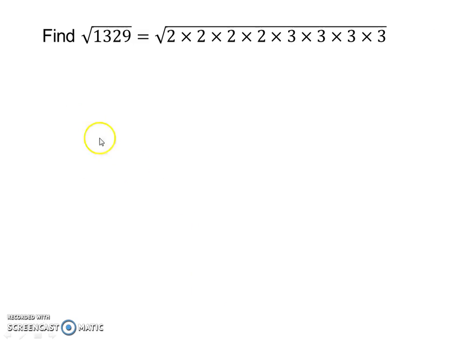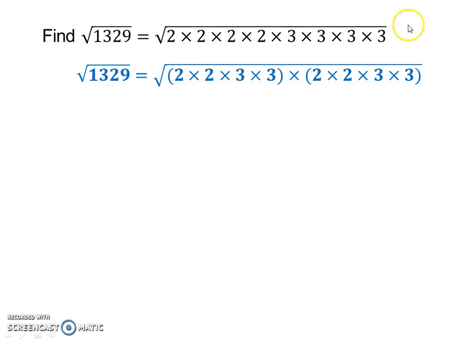The second example, given that the square root of 1329 equals the square root of the product of its prime numbers, we just split it into our 2 equal groups. So you should be able to go one of the 2's there, the other one there, that one there, that one there. A 3 here, a 3 there, a 3 here, a 3 there. Split it into the 2 equal groups. So the square root will be one of these groups. 2 times 2 is 4. 4 times 3 is 12. 12 times 3 is 36.